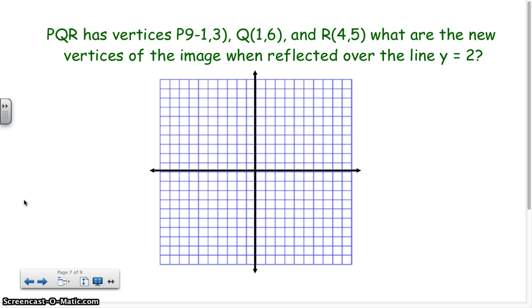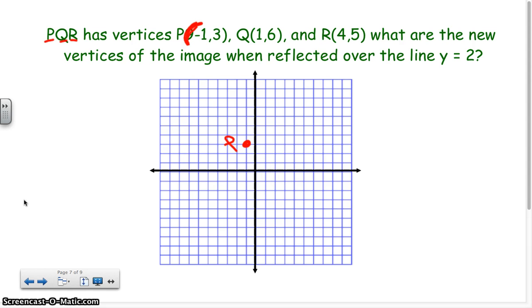So we are going to make a triangle. I know it's a triangle because it's PQR, that's 3 sides. So PQR has vertices (-1, 3), (1, 6), and (4, 5). Okay, P has the point (-1, 3). So X is -1 and Y is 3. So I go to the left 1 and then up 1, 2, 3. This is my P.